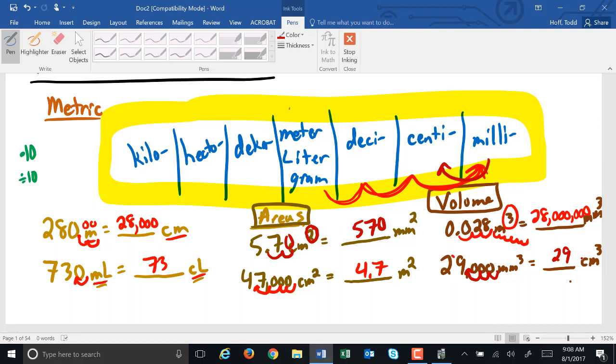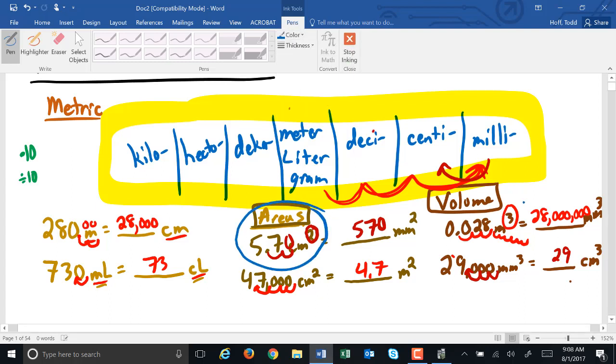So the metric system is pretty simple. It's just a matter of moving on the chart. You just have to be careful to make sure you see if there's units squared or units cubed, which changes that. Any questions?